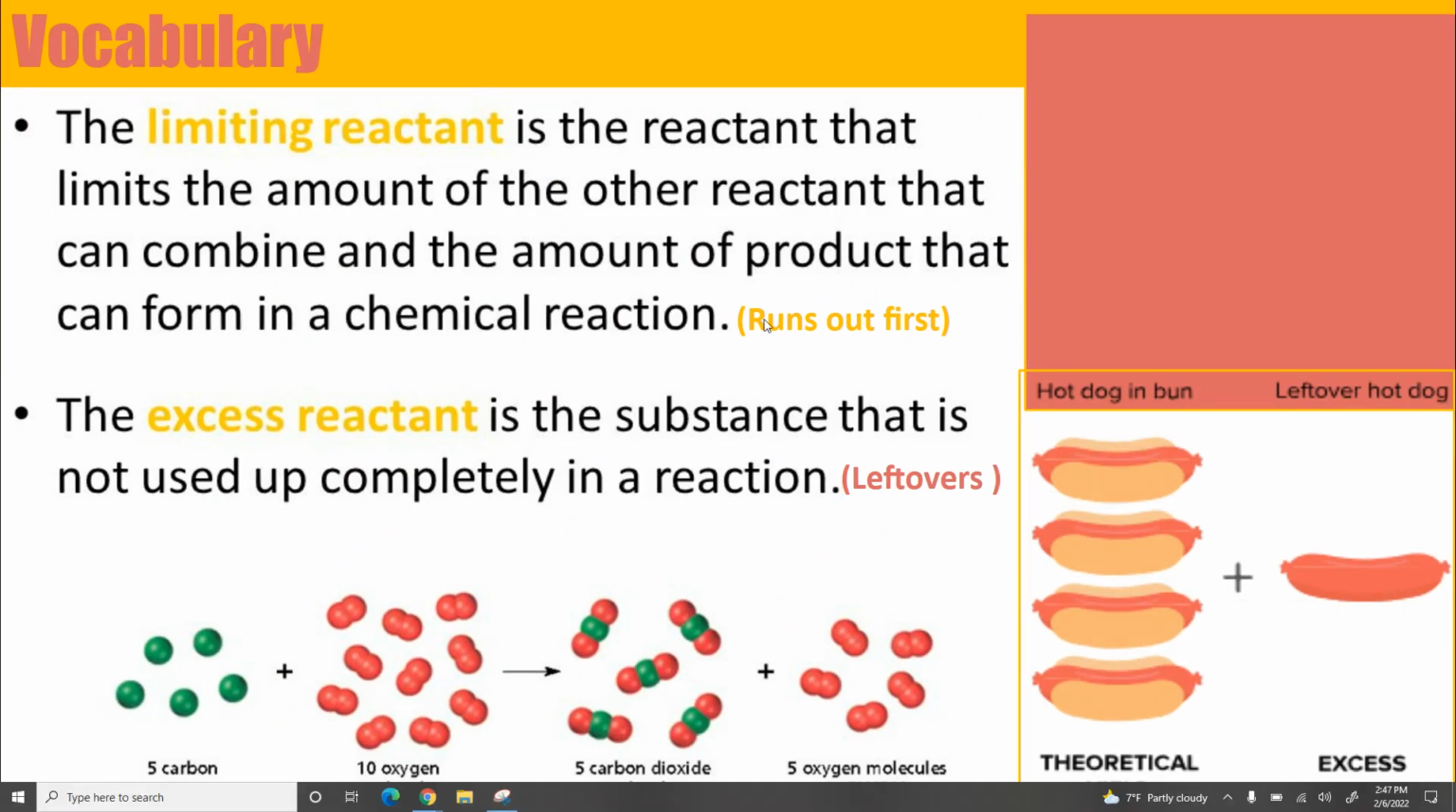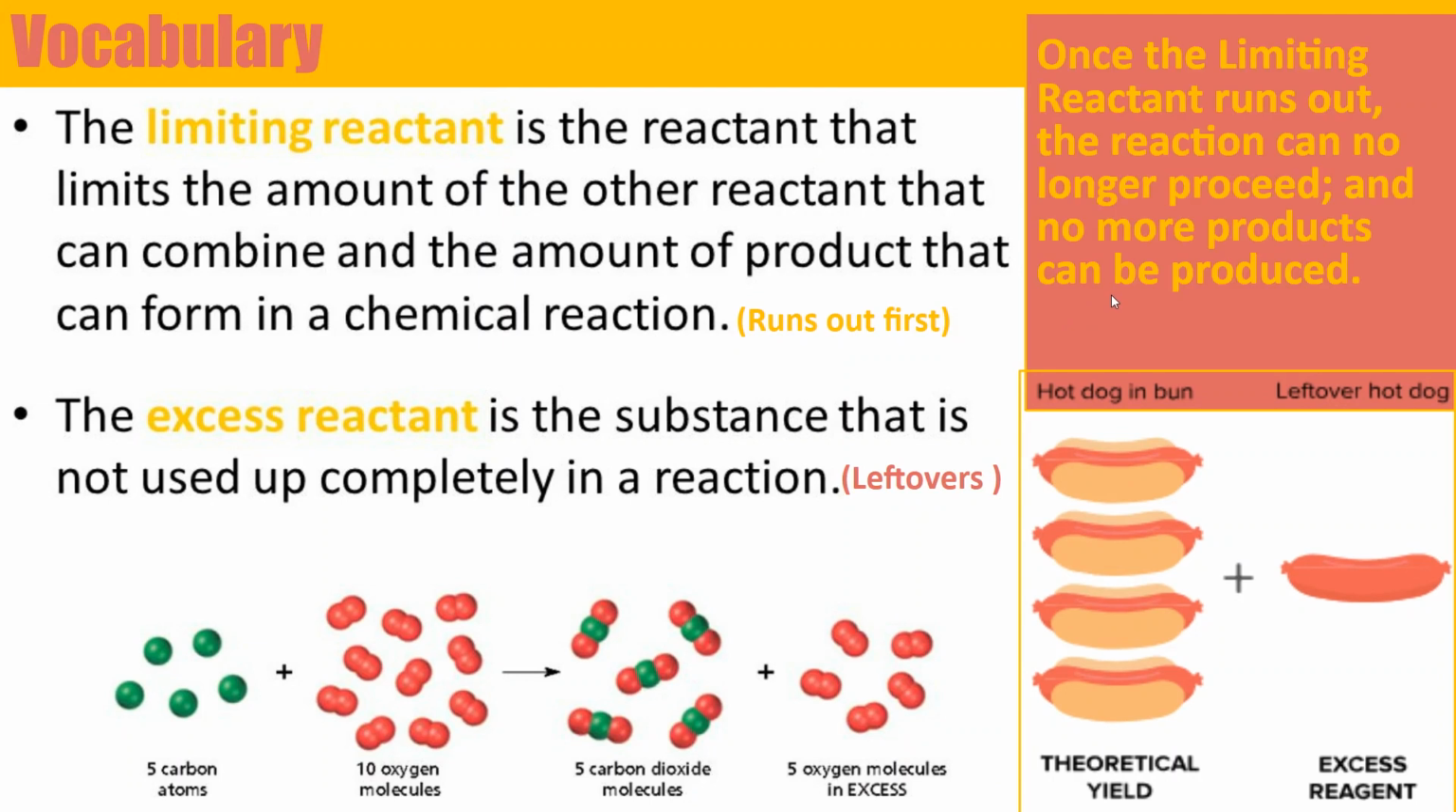Your limiting reagent is just going to be the thing that runs out first. That's going to determine how much you can make in your reaction. Your excess reagent or reactant is going to be what you have extra of. So once the limiting reactant runs out, the reaction can no longer proceed and there are no more products that can be produced. Here's another example.